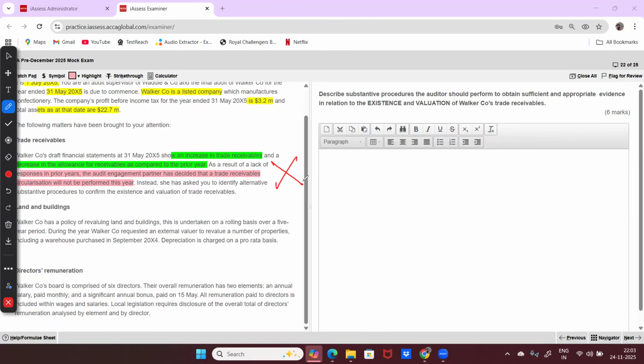Guys, it is so commonsensical. In the question, they're writing that we will not be doing the receivable circularization. That's a no. And we will be doing alternative procedures. So technically, as a student, you have to write alternative procedures. You don't have to write the receivable circularization.